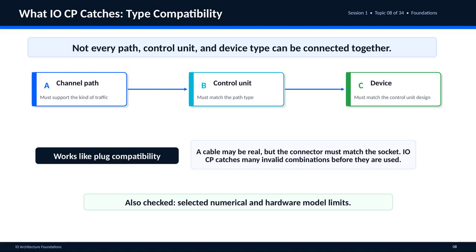A second useful comparison is plug compatibility. You may have a real device and a real cable, but if the connector does not match the socket, they do not belong together. IOCP performs this kind of structural compatibility checking.